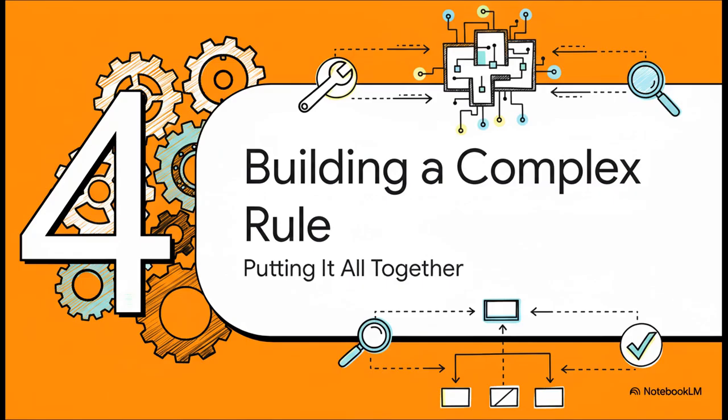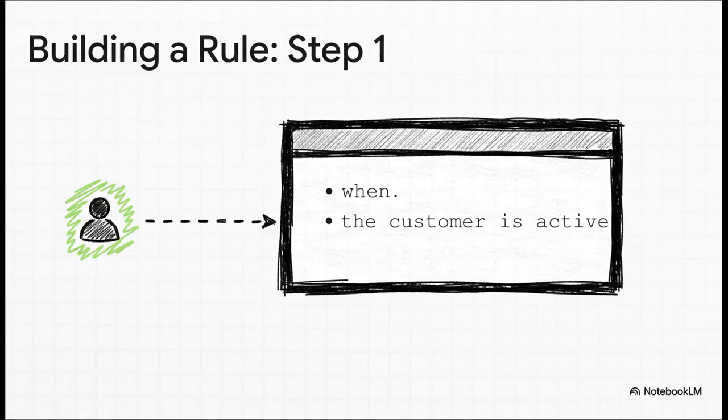Okay, so we've seen all the individual tools. Now, let's actually build something. We're going to combine a bunch of these operators to create a pretty sophisticated rule, step by step. We always start with when. That just signals to the system, hey, here come the conditions for my rule. And our first condition is super simple, just a basic check. Is the customer active?